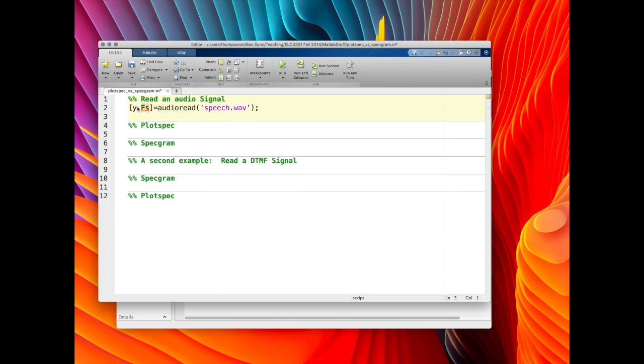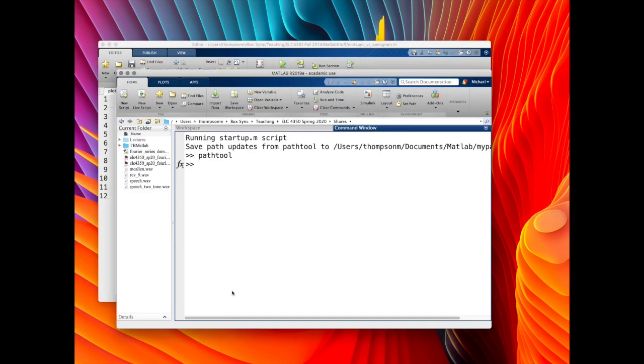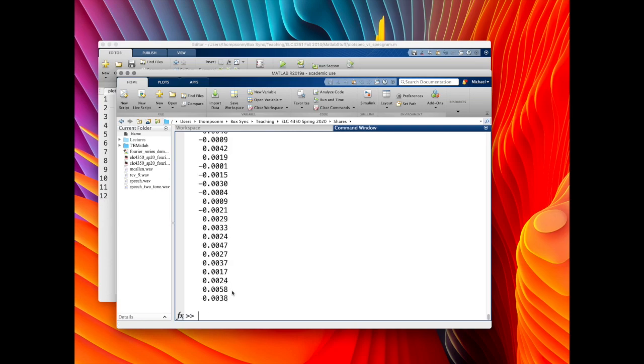Okay, so the format of that is you give it the output vector name, and then fs is the sampling rate. And so when I run that section, it should read that, and then you can look, yes, there's y, and then fs is 8,000.